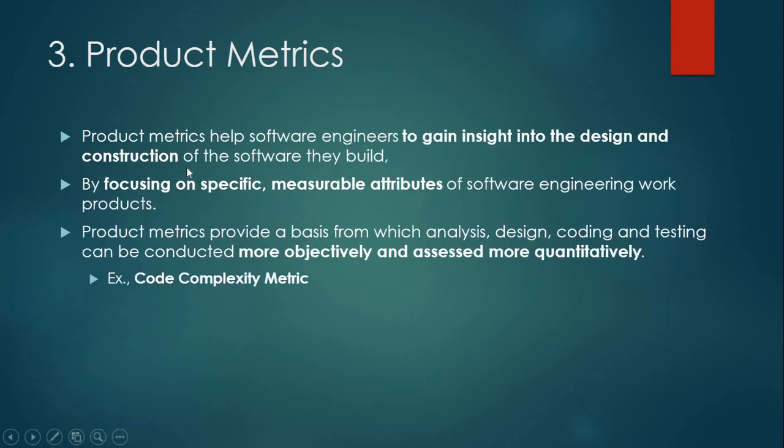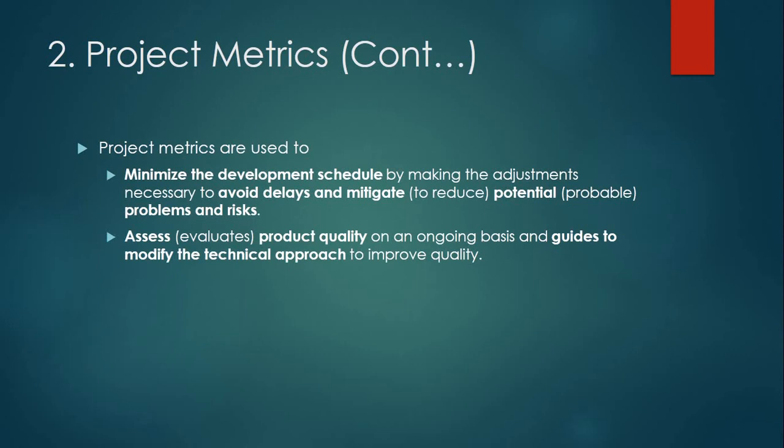The third metric is the product metric. Product metrics help software engineers gain insight into the design and construction of the software they build. By focusing on specific measurable attributes of software engineering work products, product metrics provide a basis from which analysis, design, coding and testing can be conducted more objectively and assessed more quantitatively. For example, code complexity metrics are product metrics. So these three are the metrics: product, project and process.